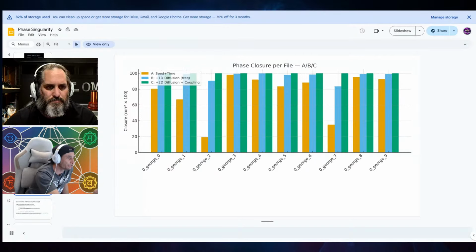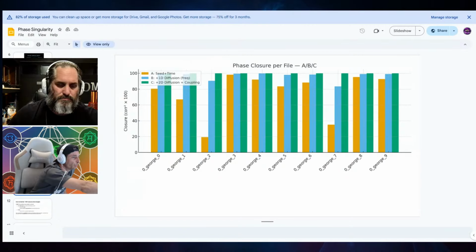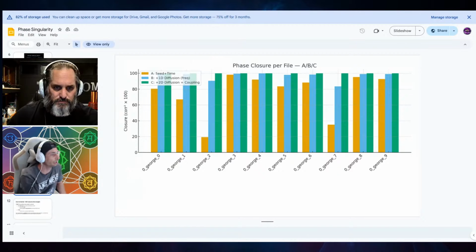And what I find super interesting is how each part of the system reacts differently. Like you can see on George 2, the seed and time are less important in the diffusion of that wave. I don't understand the core of why it treats it differently yet, but it's interesting to see.